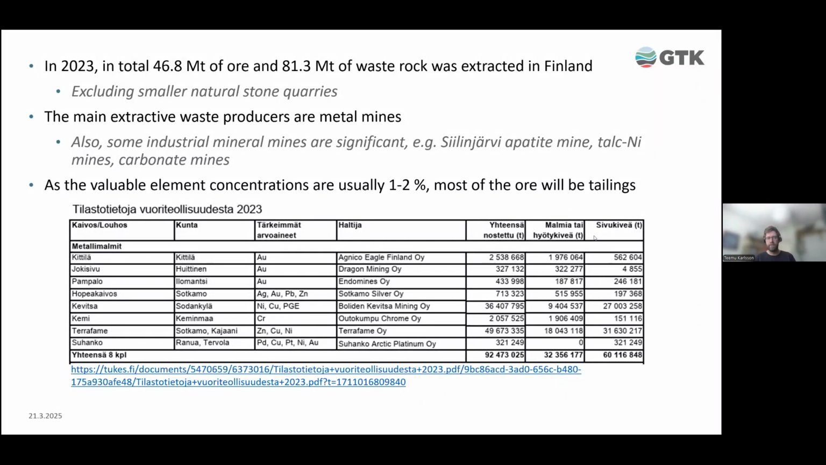So the amount of waste rock can be seen from the table, sivukivi, in the rightmost column, but the amount of tailings is not there directly. But when considering that usually the valuable element concentrations in the ore are around 1 to 2%, then the rest of the ore is basically tailings.